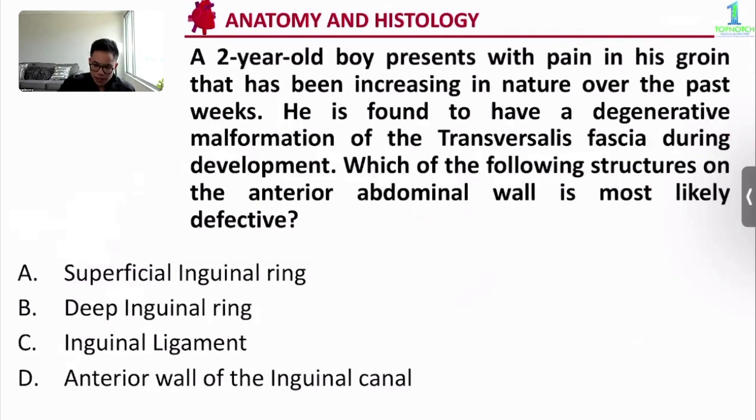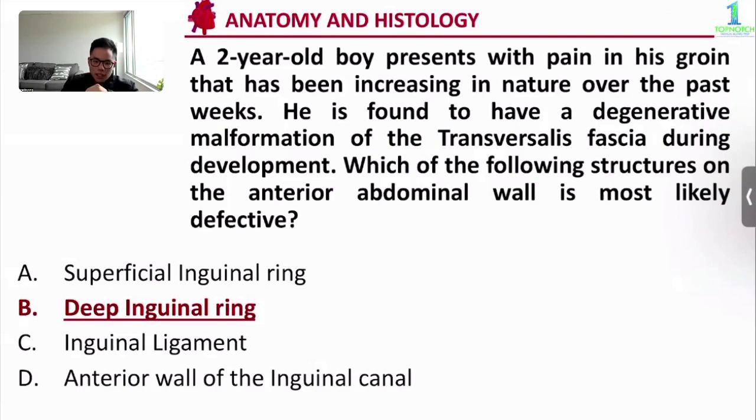Okay. Now, a clinical vignette that they may ask you is, a 2-year-old boy presents with pain in his groin that has been increasing over the past week. He has been found to have degenerative malformation of the transversalis fascia during development. Which of the following structures is most likely defective in the anterior abdominal wall? The answer here would be letter B, deep inguinal ring. And the reason for that is because, as I mentioned earlier, the hole in the transversalis fascia is the opening of your deep inguinal ring.